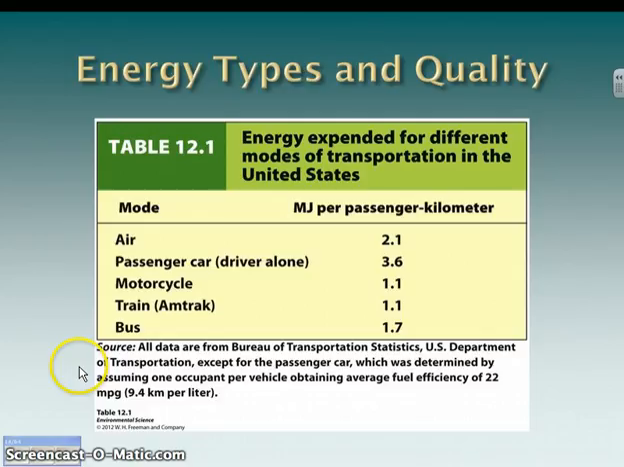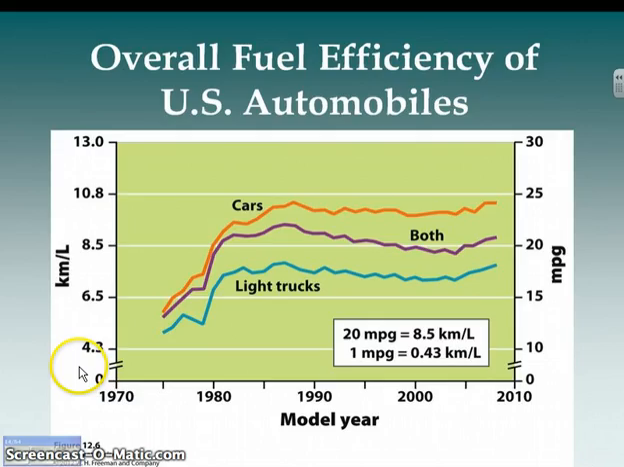We also quickly want to talk about energy types and quality. We can take a look at the megajoules per passenger per kilometer used, and we can see that motorcycles and trains are going to be the most fuel efficient here. We can see that buses are a little bit less efficient, and the worst efficiency here, you can obviously see, is driving alone in a passenger car.